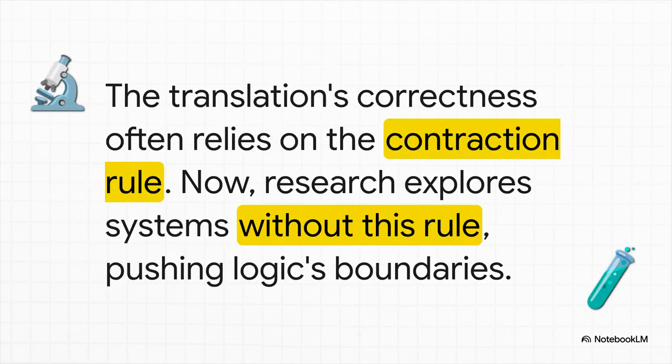So, what's the secret ingredient that makes it all work? Well, a lot of the time, it relies on this logical principle called the contraction rule. Basically, it's the idea that you can reuse a fact as many times as you want in a proof. But what's really exciting is that current research is figuring out how to make these translations work even in new logical systems where that rule is restricted. This is seriously the cutting edge of what logic can do.